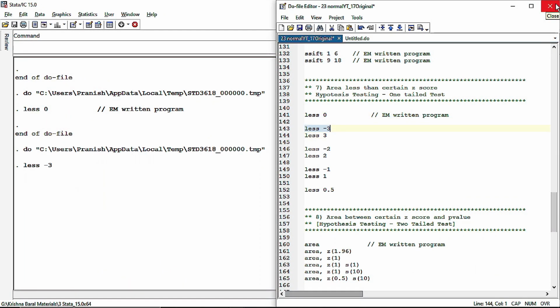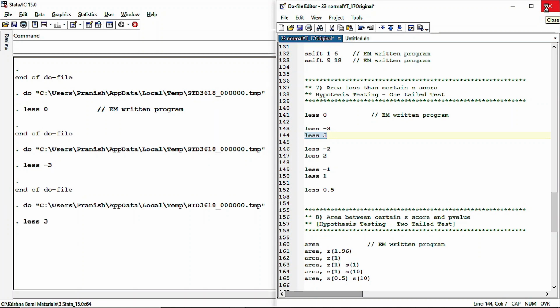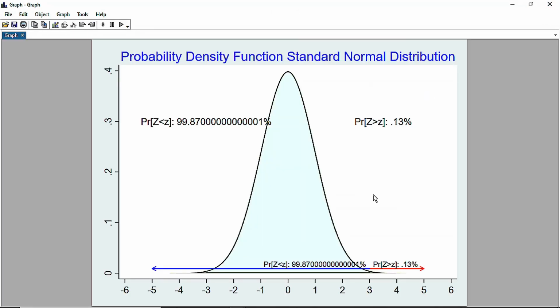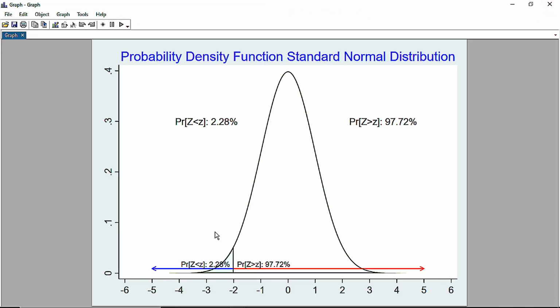Less than -3, we get a value, it's 0.13%. We have seen it already. And less than 3 is 1 minus less than -3, so it is 99.87%. Less than -2, we get this value, it is 2.28%, and greater than 2 should also be equal to the same value. So greater than 2 is also 2.28%.